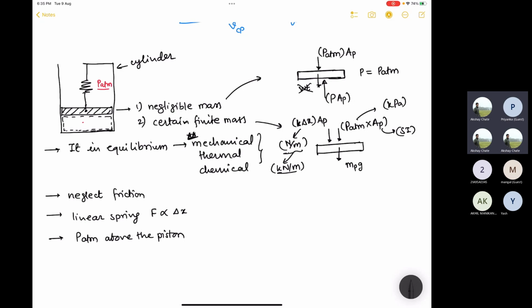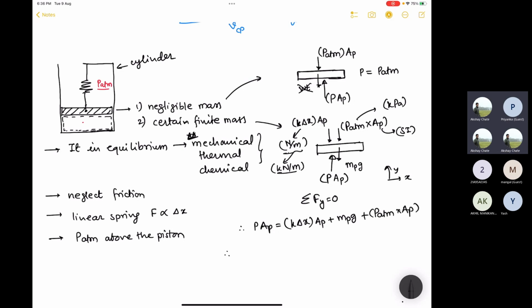Since we are doing the force balance, it will be just the mass of the piston times g. Then our area of interest is the pressure by our system onto the piston, and the force will be P times AP. If you write the summation of forces in the y direction, with y this way and x this way, essentially it is an equilibrium of forces in the y direction. So you can simply write PAP equal to K delta X AP plus MPG plus PATM times AP.